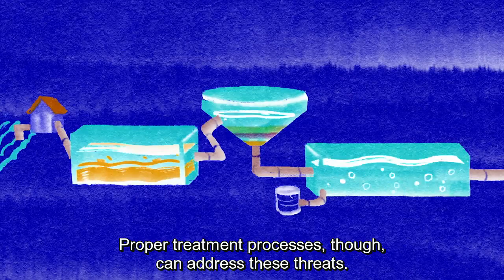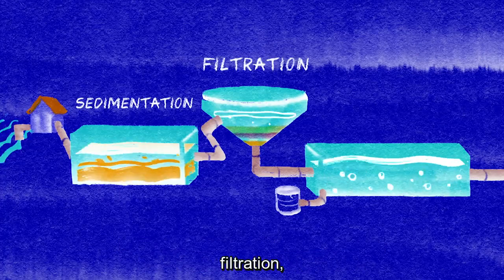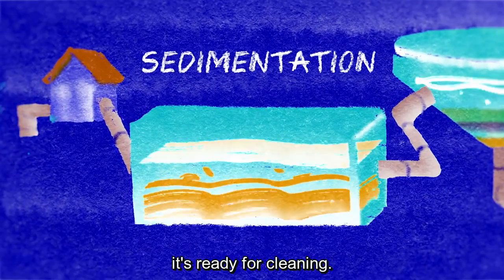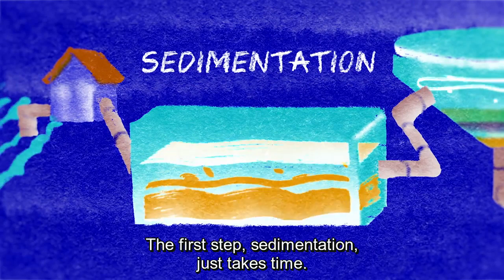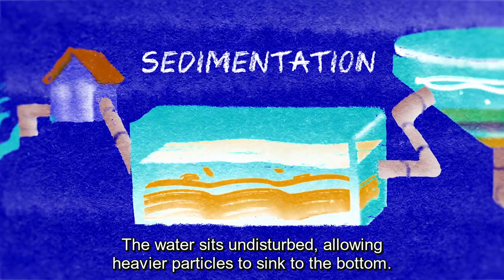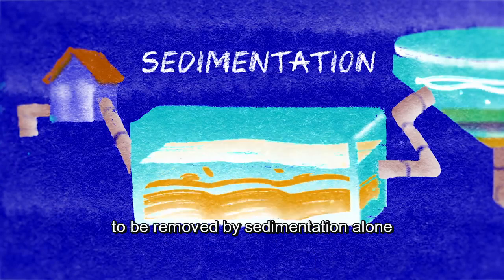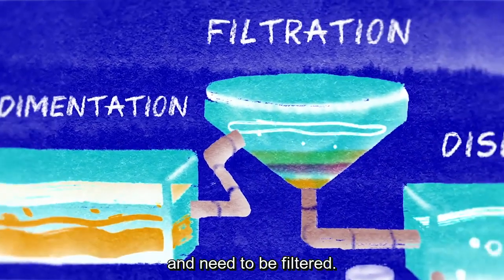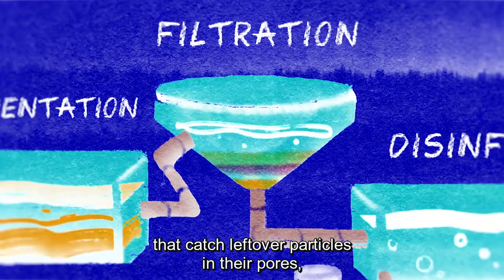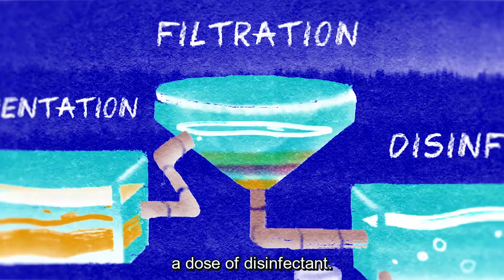Proper treatment processes, though, can address these threats. They usually have 3 parts: sedimentation, filtration, and disinfection. Once water has been collected in a treatment facility, it's ready for cleaning. The first step, sedimentation, just takes time. The water sits undisturbed, allowing heavier particles to sink to the bottom. Often, though, particles are just too small to be removed by sedimentation alone and need to be filtered. Gravity pulls the water downward through layers of sand that catch leftover particles in their pores, prepping the water for its final treatment, a dose of disinfectant.